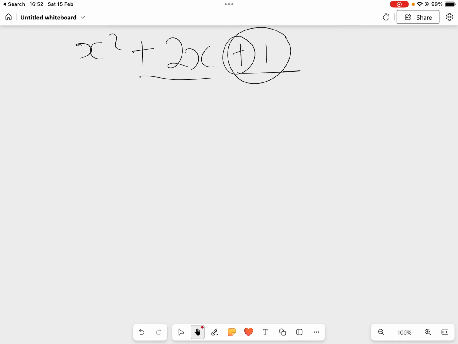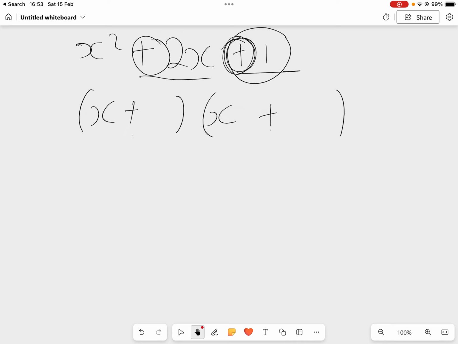Then you just open your brackets like this, and of course you write an x here and an x there. Because the sign of the last term is positive, you know that the signs in between are going to be the same. When they are the same, they are the same as the sign of the middle term. So now you know that the signs are going to be the same, and they're going to be positive.